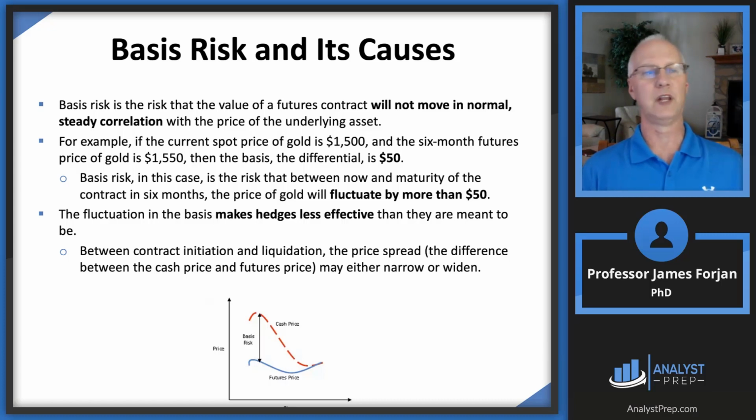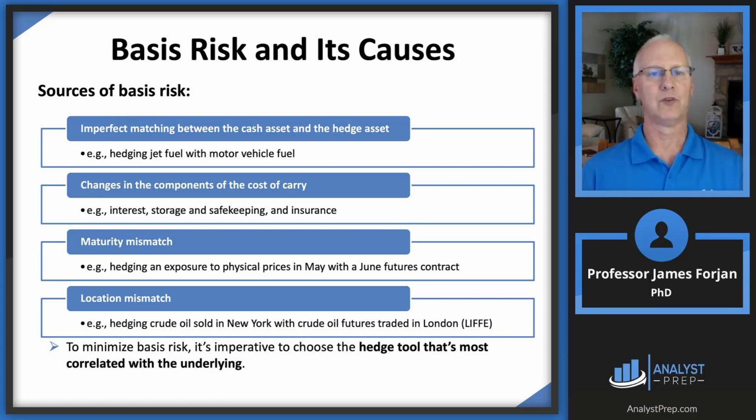Remember I said earlier that it's possible to have a perfect hedge. And there are lots and lots of factors that have to go into this for a perfect hedge. But basis risk might eliminate the possibility of a perfect hedge. How about sources of basis risk? All right, so first of all, we're going to have a scenario under which the underlying asset doesn't match the asset in the futures market, right? So here's an example there. We're going to hedge jet fuel with a motor vehicle fuel futures contract.